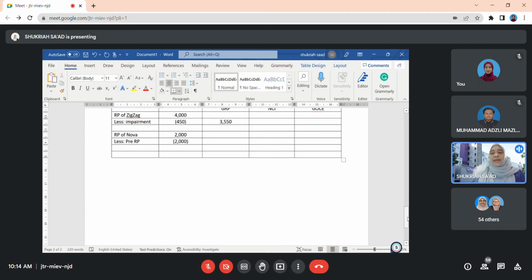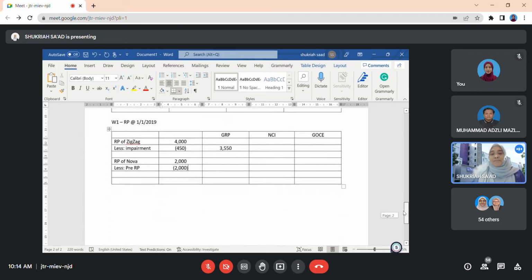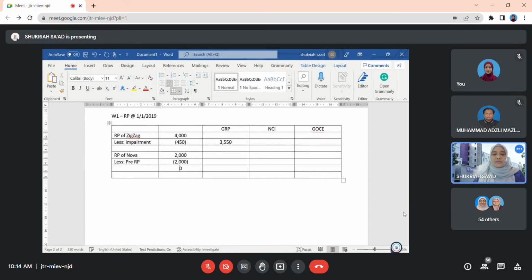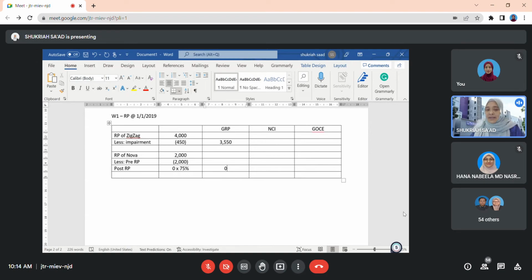Ini kan reserve accumulated. Betul kelas? Dari awal lah. Okay, sudah dapat kosong. Betul? Ini post retain profit. Kosong. Dan kosong kalikan dengan ini awal 75%. So dapat kosong. Betul kelas? Betul. Nilai post ini juga kita akan kira kat bawah nanti NCI. Betul? Post kosong kalikan dengan 25%. Betul. So, kosong.